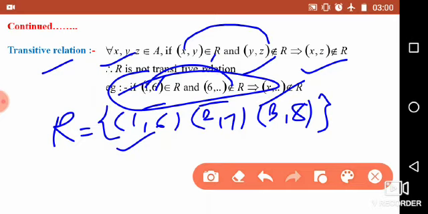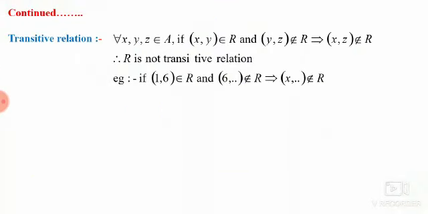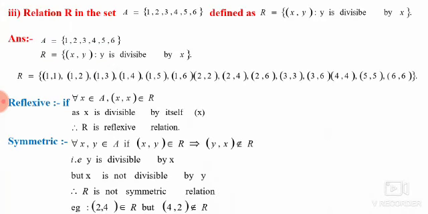Therefore this relation is once again neither reflexive, symmetric nor transitive. This type of example is once again expected for 3 marks. Now the second example is also a relation which is neither reflexive nor symmetric nor transitive.